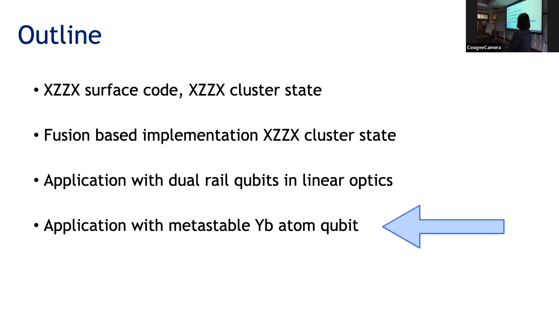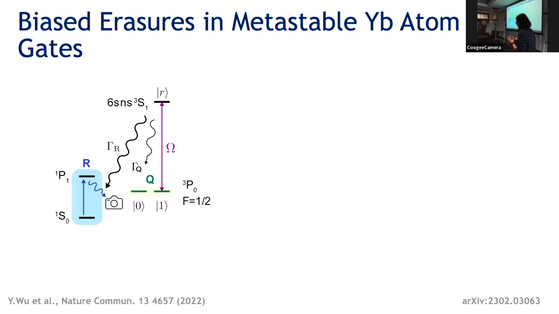Now let me talk about this other qubit system that I'm really excited about these days. It's the metastable ytterbium atom qubit. So in these atomic qubits, this is a Rydberg atom qubit. You encode the qubit in some metastable states of the atom. Not important what they are. I'm just going to label them as 0 and 1. That's where I encode the qubit.